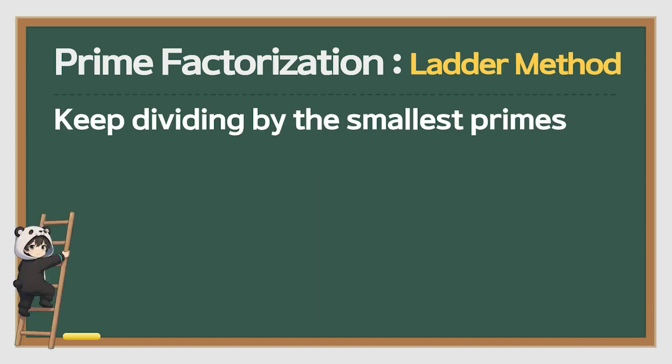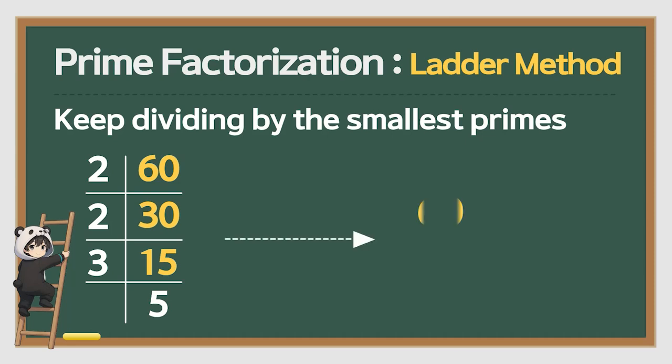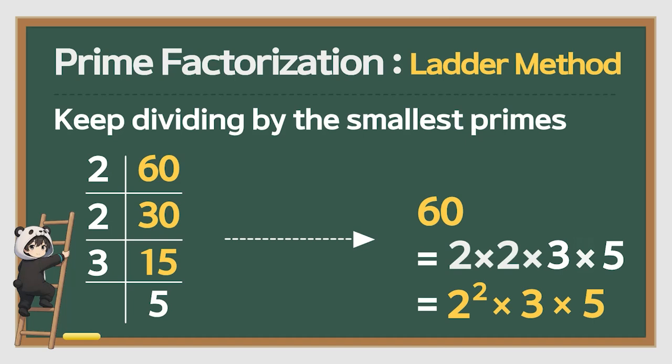The second method is called the ladder method. We keep dividing by the smallest primes. 60 divided by 2 is 30. 30 divided by 2 is 15. 15 divided by 3 is 5. Since 5 is a prime number, we stop here. Multiply the numbers on the left and bottom, and you get the same result, 2 squared times 3 times 5. No matter which method you use, the result is always the same.